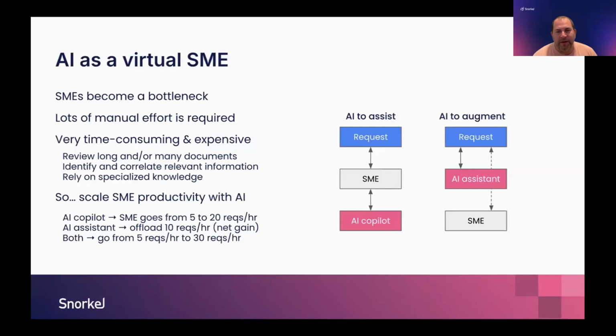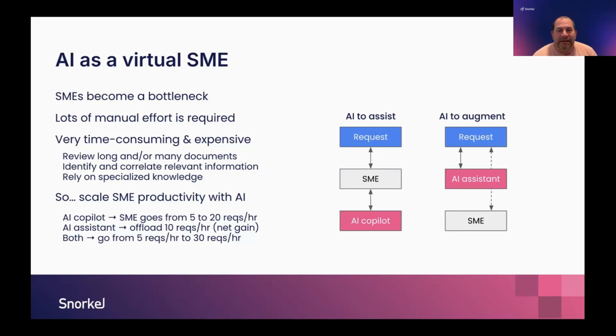So I made a little example here. Let's just pretend we have an SME, maybe at a call center. That person can handle 5 requests an hour. I guess that seems low for an example, but let's roll with it. If they had a co-pilot available to them, maybe they can handle 20 requests an hour. It's going to help them save time, be more efficient.